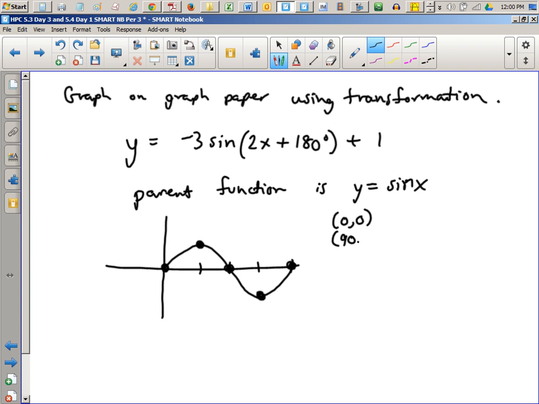0, 0, 90, 1, 180, 0, 270, -1, and 360, 0. This is, of course, in degrees. You could also call them 0, pi over 2, pi, 3 pi over 2, and 2 pi. Okay? So I'm going to try to transform these 5 points and then connect the dots in the end for my transform graph. All right, moving on. So I've got it in degrees, okay? Just understand you can also use radians, 0, pi over 2, pi, and so forth.